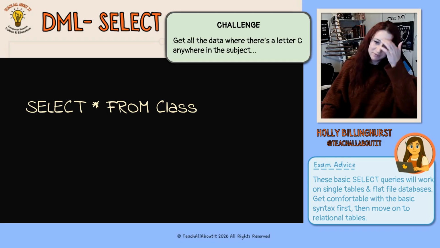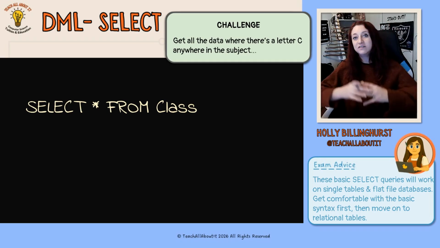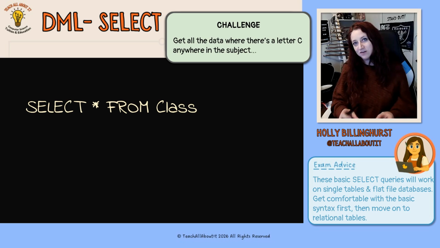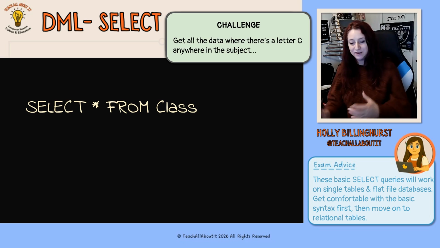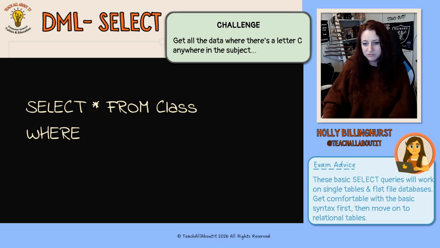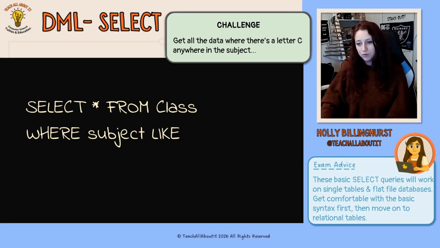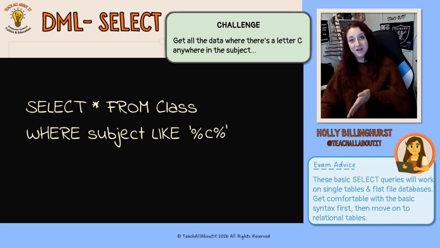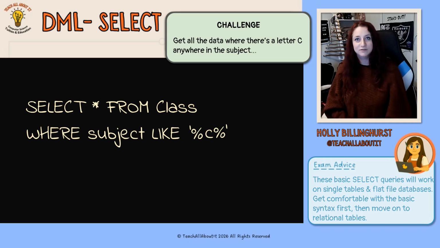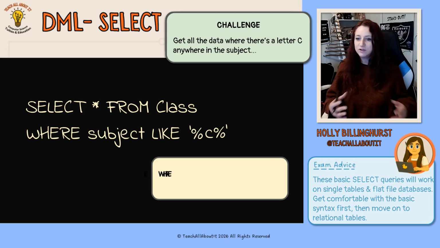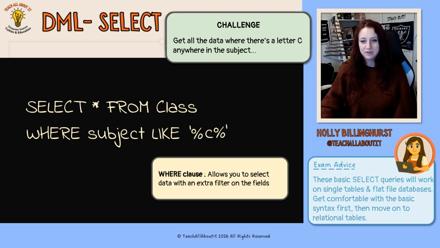Okay, let's have a look. So if we want it to be somewhere within there, remembering that the wildcard means nothing or anything, we would do where subject like, and then wildcard because it's nothing or something, then a C, then another wildcard, followed by nothing or something, and close the single quotes. So this allows us to filter. So our where clause is a filter and allows us to add conditions.